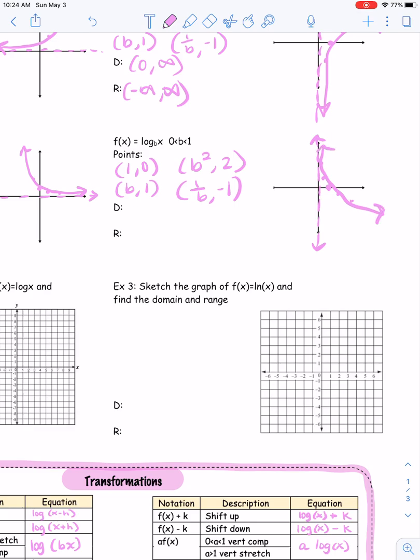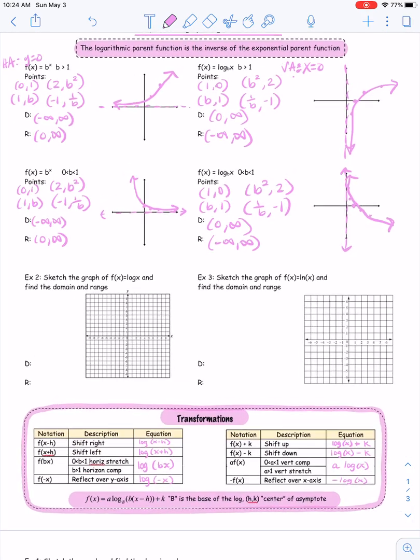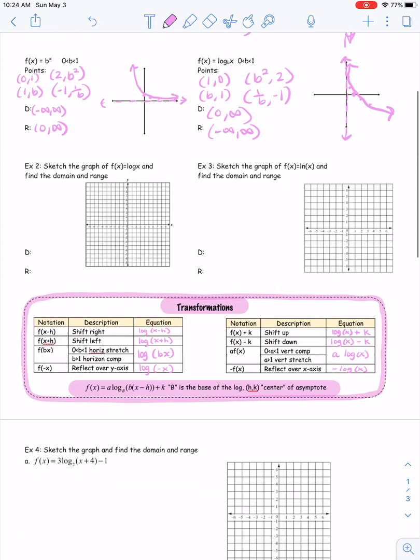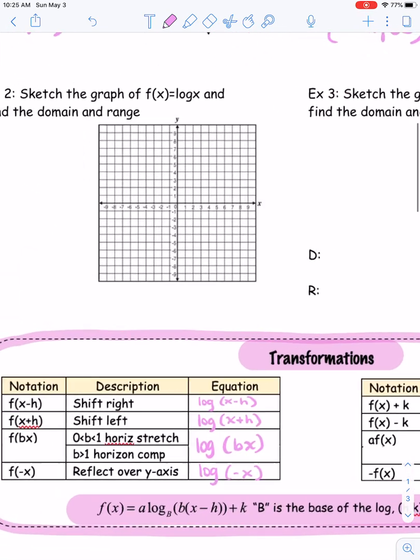Domain is still going to be from 0 to infinity because our argument can never be negative. And then range is always going to be negative infinity to positive infinity. So we're really utilizing those characteristics of inverses here to graph the logarithmic parent function. Okay, so let's go into some actual examples here.